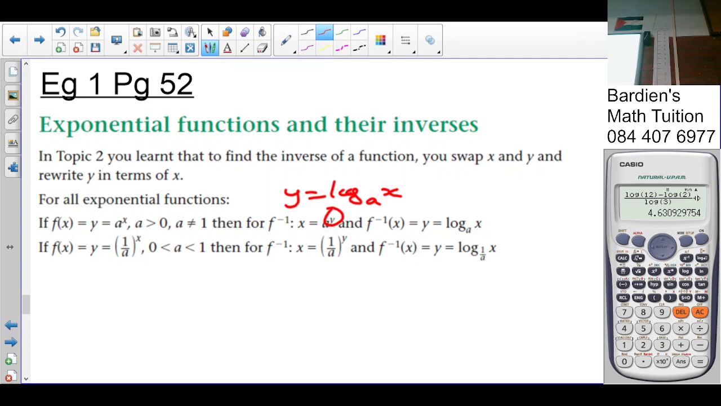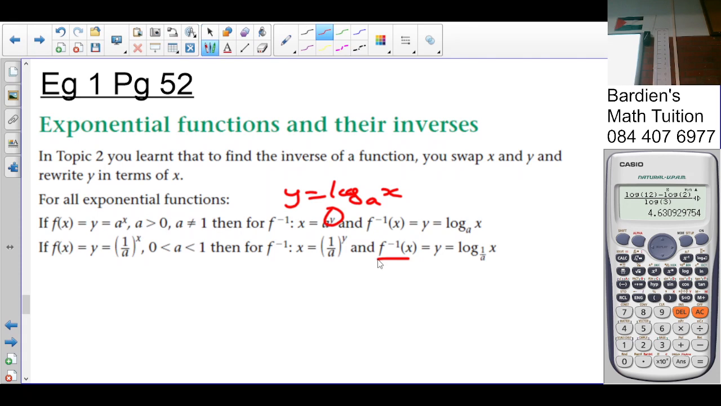Okay. Then if f of x is equal to 1 over a raised to the x, where a is between 0 and 1, then for the inverse function, or f to the minus 1, remember we did that in our previous lesson, x is equal to 1 over a, all raised to the power y, and the inverse function of x, or f to the minus 1 of x, is equal to y, which is equal to log x base a.